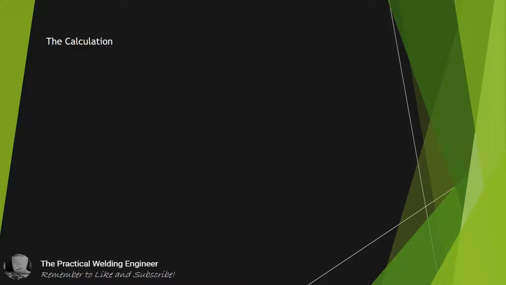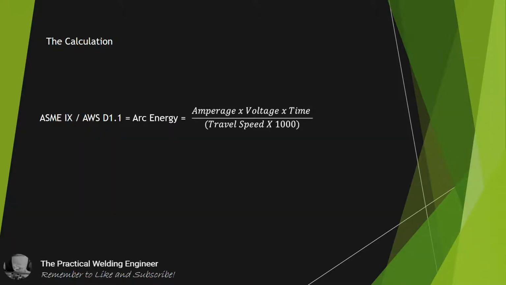So what are our calculations? Well, ASME 9 and AWS work on arc energy. So arc energy is amperage times voltage times time, divided by our travel speed times 1000.